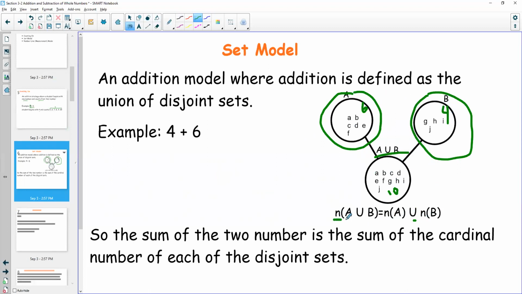Remember that n of something is the cardinal number, is the number of things in that set. You don't always set it up like this for kids. You're not talking about disjoint with them. We're not talking about unions, right? But you will have them have a group of counters of 6, a group of counters of 4, and they'd combine them together into 10 counters. That's 2 disjoint sets, okay?